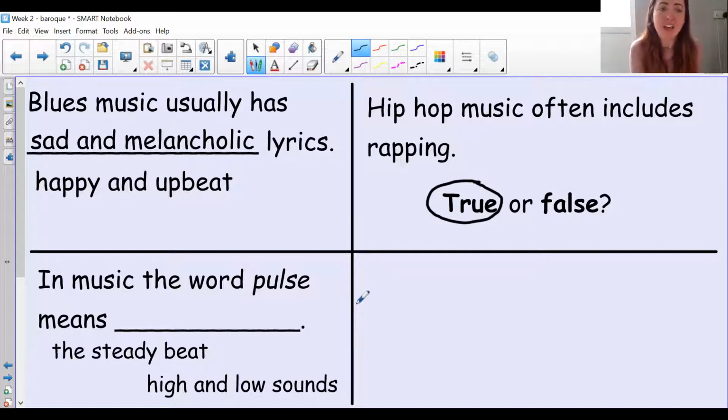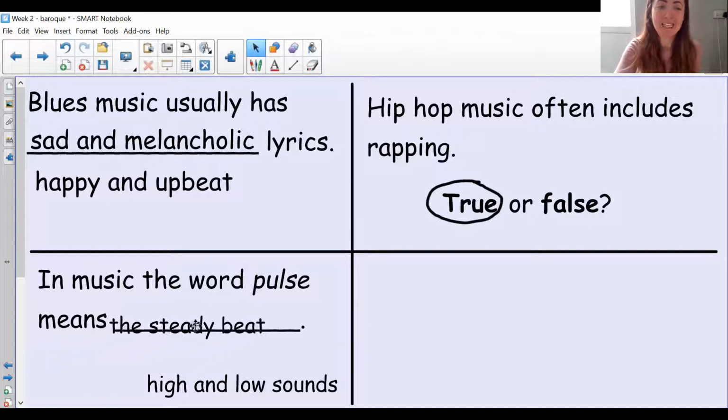And finally, we had this question last week, but I noticed a lot of people are still not getting this one right. It's so important to all of our music lessons because we always try and find the pulse in our music lessons. So let's try again this week. In music, the word pulse means the steady beat or high and low sounds. Which one is it? What does pulse mean? It means the steady beat, like the heartbeat of the song.